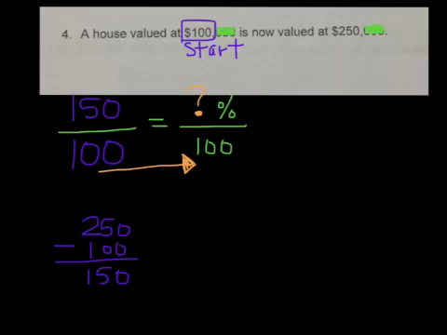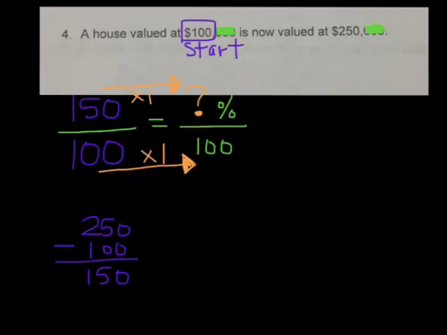100 is turning into 100. Did it change at all? It stayed the same. So basically, I multiplied by 1. So on my top, I'm going to do the exact same thing. 150 is going to stay the same, or I'm going to multiply by 1.